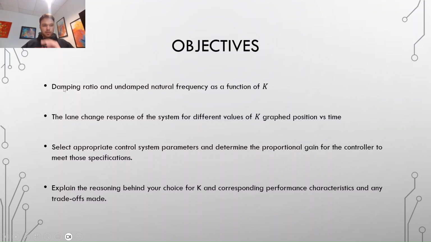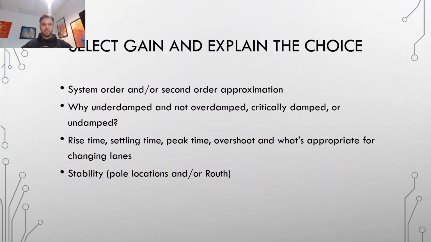So the objectives: we're going to go over the damping ratio and undamped natural frequency as a function of K, and the lane change response of the system for different values of K, graphing position versus time. I'm going to select appropriate control system parameters and determine the proportional gain for the controller to meet those specifications. Then I'm going to explain the reasoning behind my choice of K, the corresponding performance characteristics, and any trade-offs made. So, selecting the gain and explaining the choice.